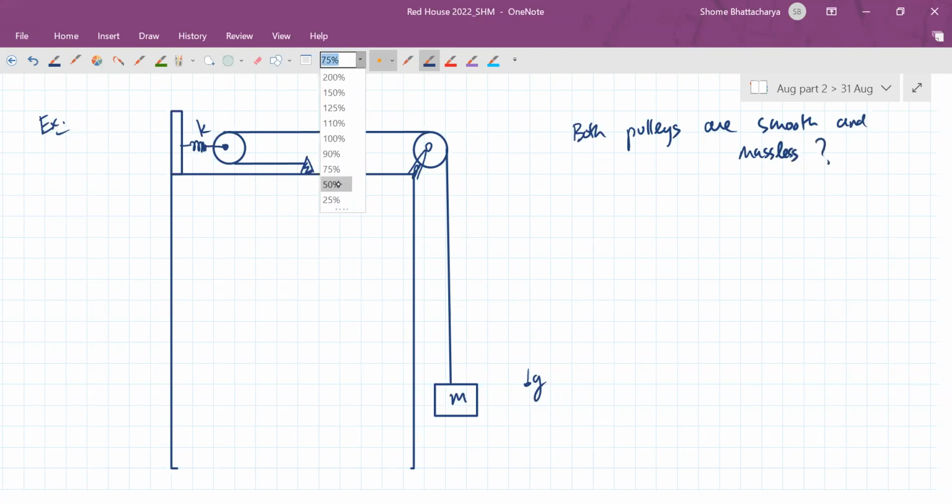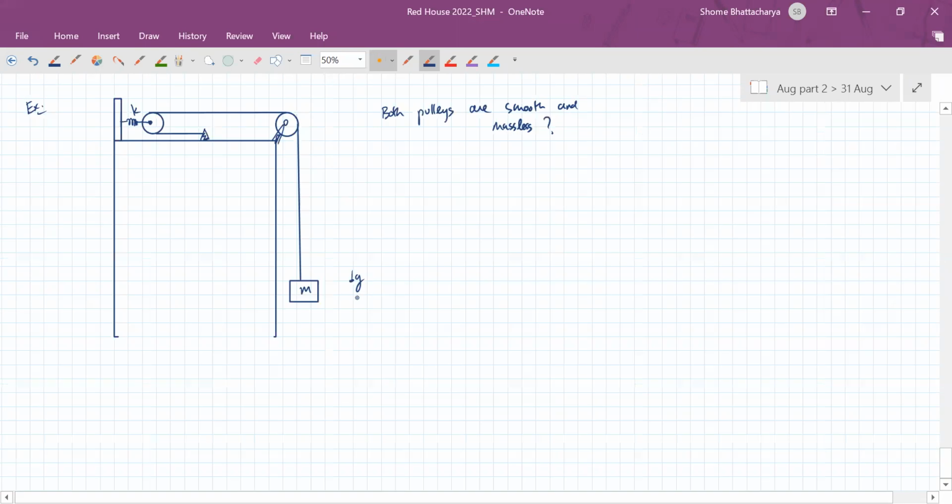So here the thing is that we don't need to first find the equilibrium position and all that. What we just need to understand is that if the spring develops a tension Kx, then the tension in the thread is Kx by 2. And the equation of motion for this block is that mg minus T is equal to ma.